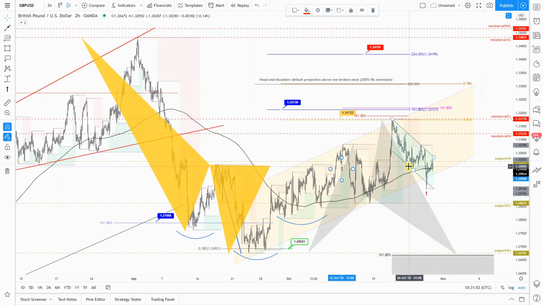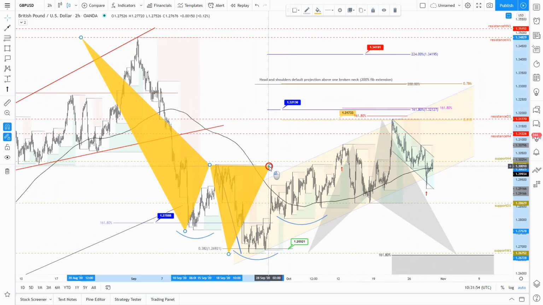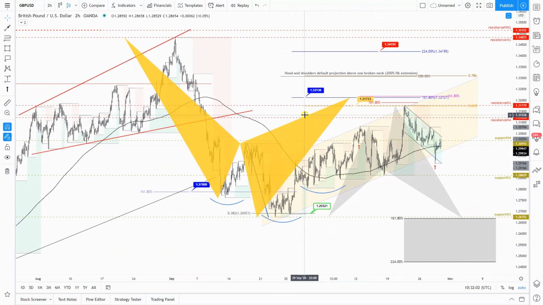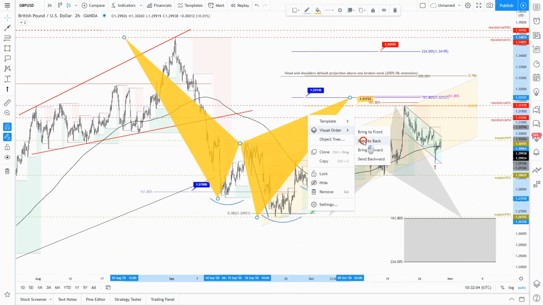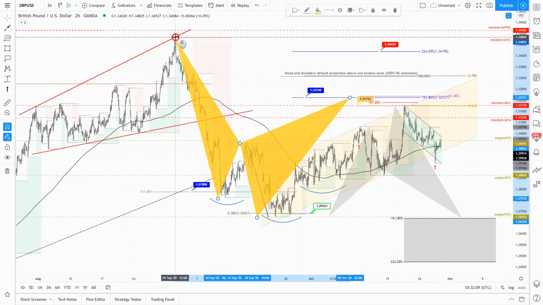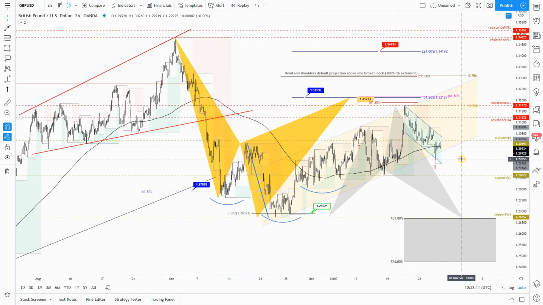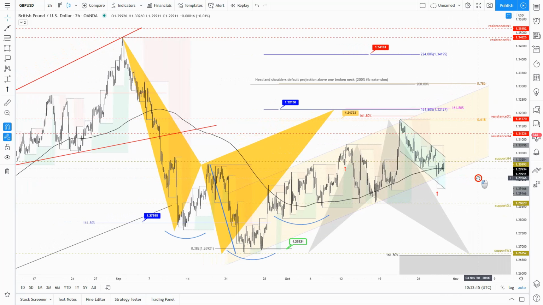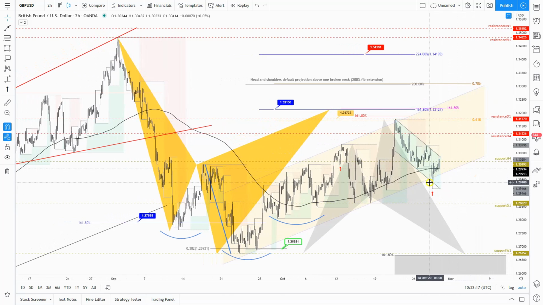So for now, because we're still inside this channel, I believe it makes no sense to create one attempt or to try to move with the market without a clear notion of what comes next. So I believe we should wait for something to happen.